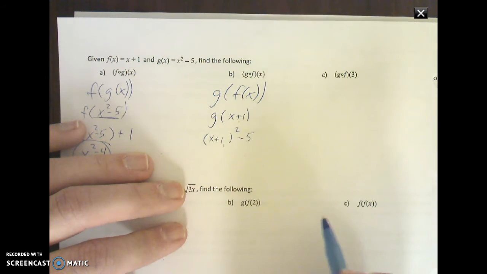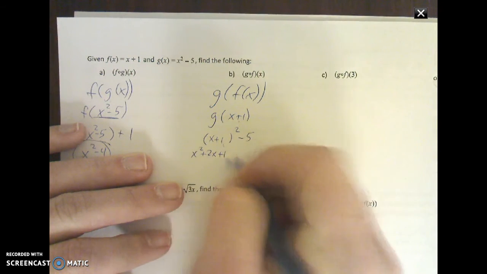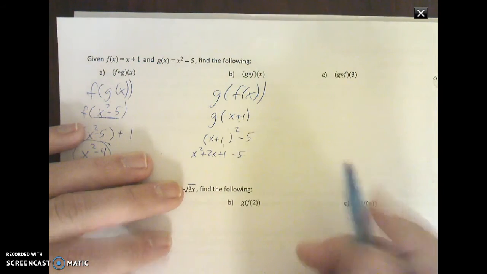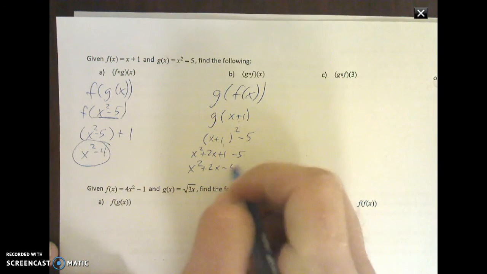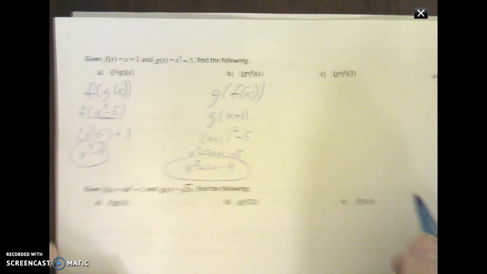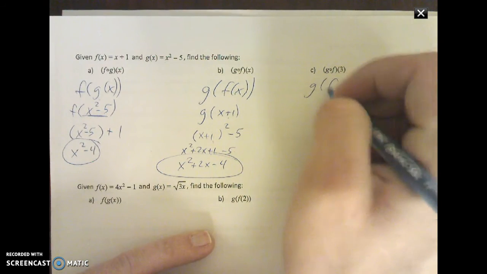X plus 1. I have to FOIL this out. X squared plus 2x plus 1 minus 5. Again, that's foiling. I hope you guys are cool with that. 1 minus 5 is minus 4. Okay? It gets even easier when we put numbers in here. Check this out.